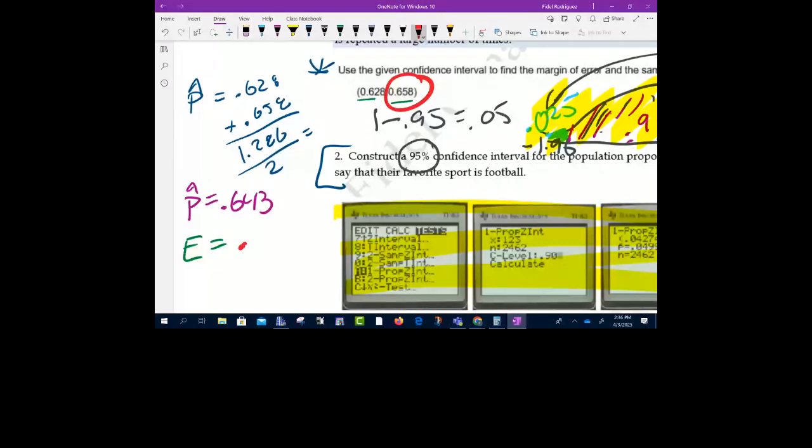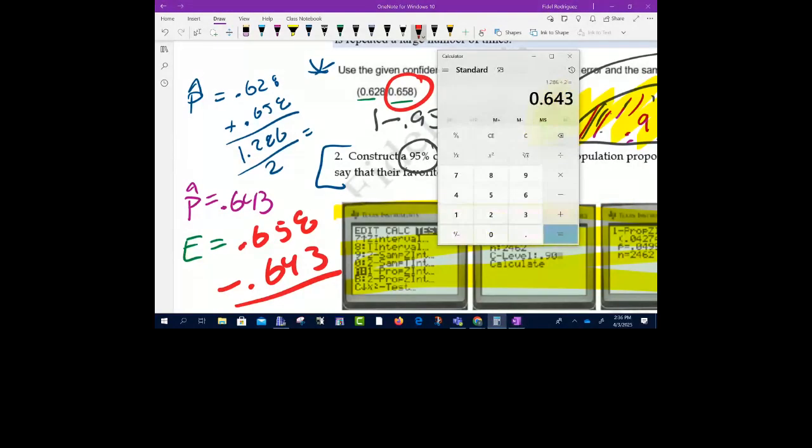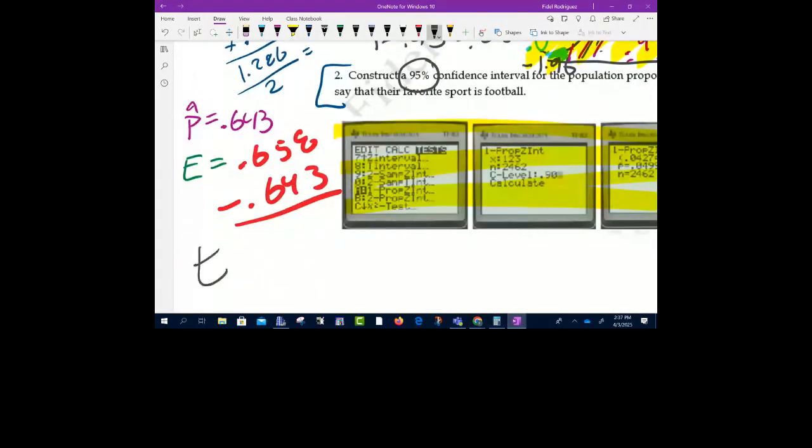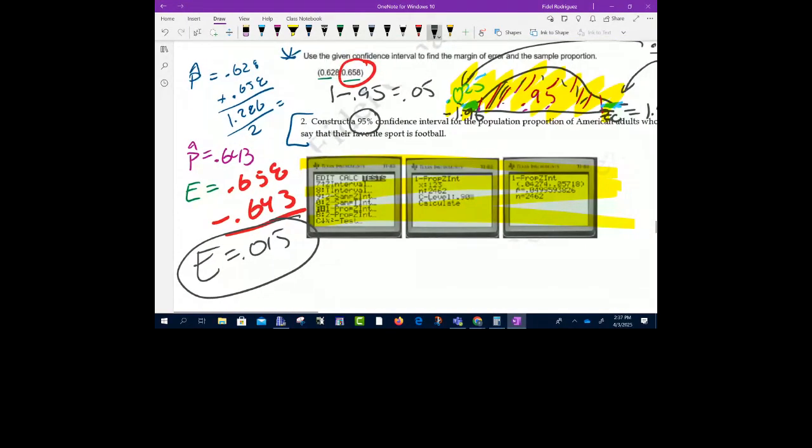But I'm going to say, look, let's take 0.658 and we're going to subtract our p hat, which was 0.643. So 0.658 minus 0.643, 0.015. And our error, y'all, is 0.015. Boom. And we were able to find our p hat, and we were able to find our error.